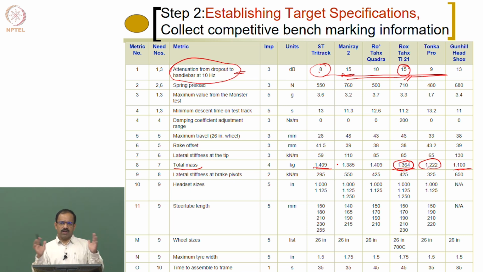So that is the range of weight that is normally provided for this. Then you can take a call what should be the approximate weight that you want to have for the product. Similarly, for each one you can see what parameters they use: the wheel sizes, tire width, time to assemble the frame. You can see this is 45.